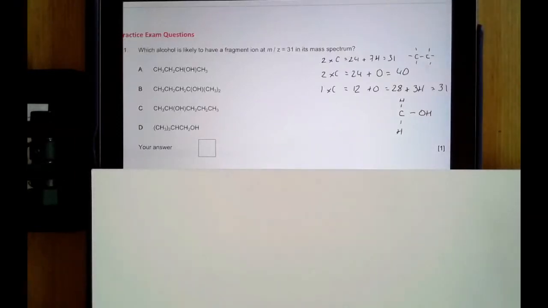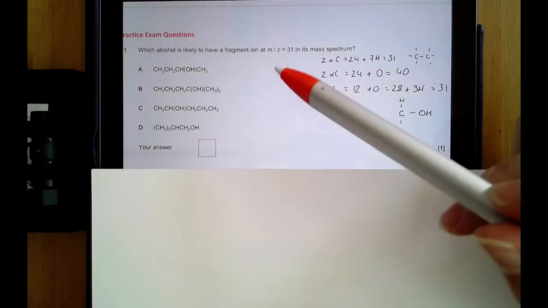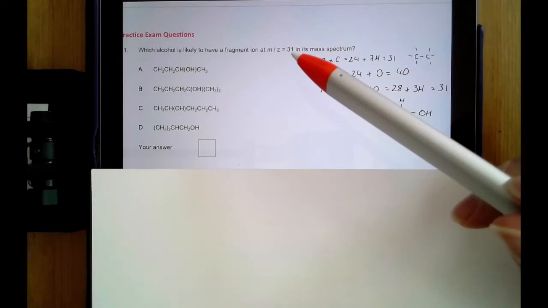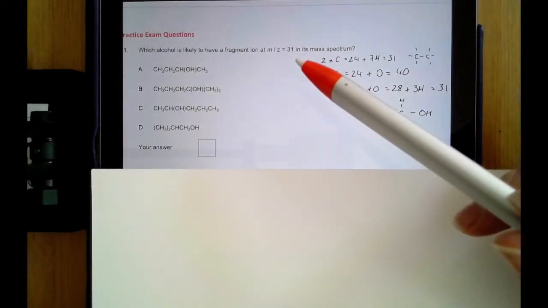So in this video I'm going to go through the exam questions at the end of 17.1, which are all based on mass spec. And the first question here is multiple choice, and they want to know which of the following alcohols is likely to have a fragment ion with a mass charge ratio of 31. To do this, you might have to use a little bit of trial and error.